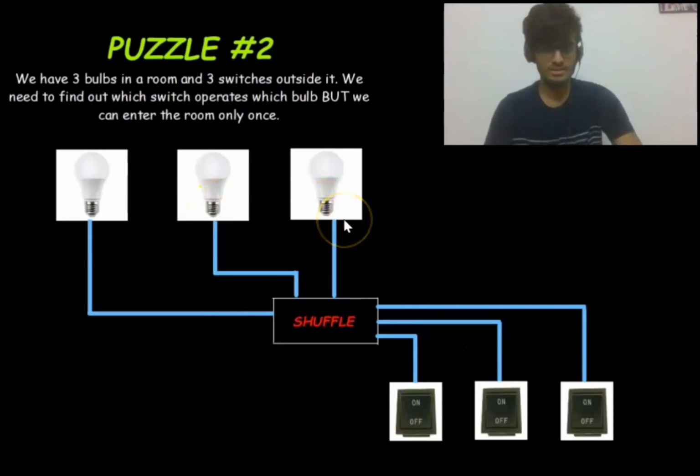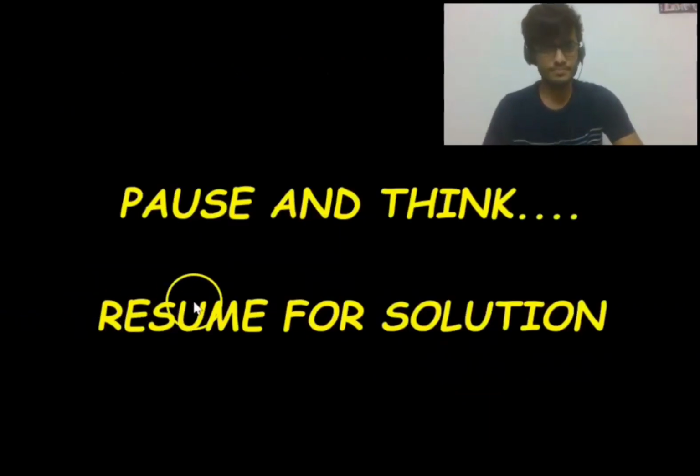So let's discuss the case with only 2 bulbs and 2 switches. If that was the case, we can just switch one of the switches on, go inside the room, see which of the 2 bulbs is glowing, and we can say which bulb belongs to which switch. But here we have 3 bulbs and 3 switches. So we have to think of something else. You can pause and think. I am moving to the solution.